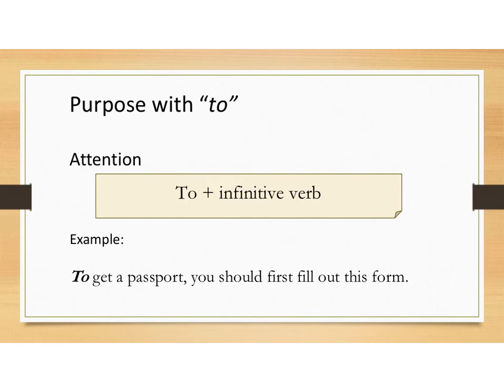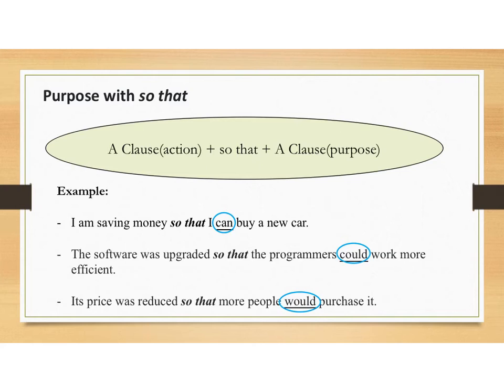When we want to show the purpose of an action by using the word to, we can not only put the word to in the middle of the sentence, we can also put it at the beginning of the sentence. For example, to get a passport, you should first fill out this form. After talking about the connectives in order to, so as to, and to, we are now going to talk about the connective so that. We can combine two sentences into one using the connective so that.